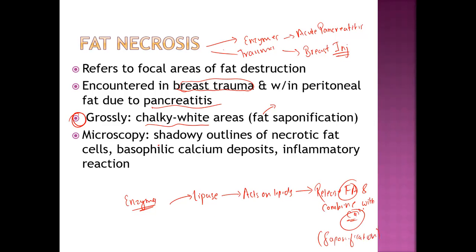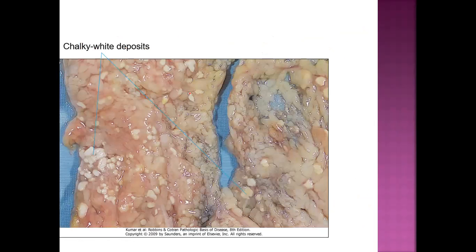On microscopy, you can see shadowy outlines of necrotic fat and basophilic calcium deposits. Microscopically, when these calcium deposits react with fatty acid, it results in a bluish-white appearance of the cells, and there will be some inflammatory reaction. These are all chalky white deposits. You can see this whole area, and this is an example of fat necrosis of pancreatitis.